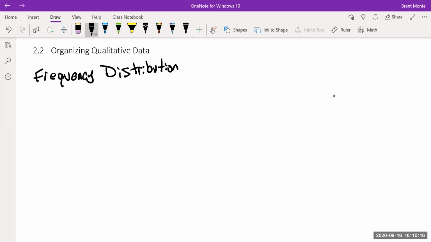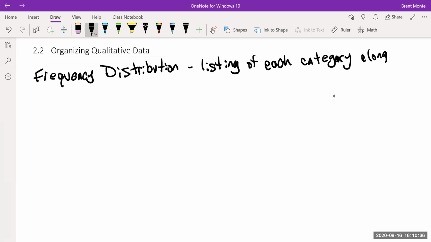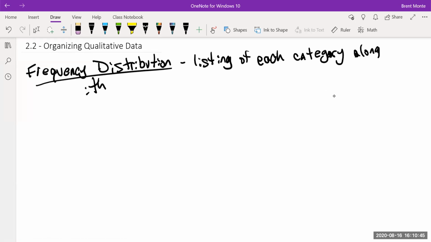The frequency distribution is just a listing of each category along with its frequency. My writing leaves something to be desired, doesn't it? And remember, frequency just means the number of times that we see it.